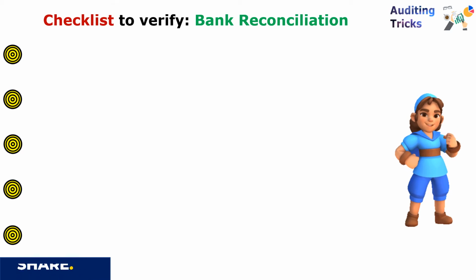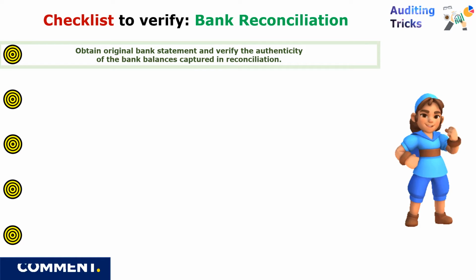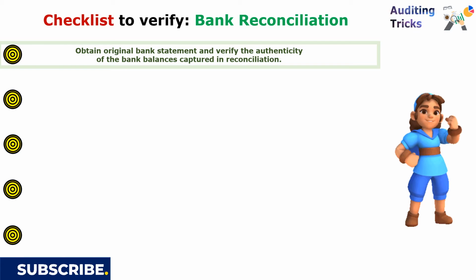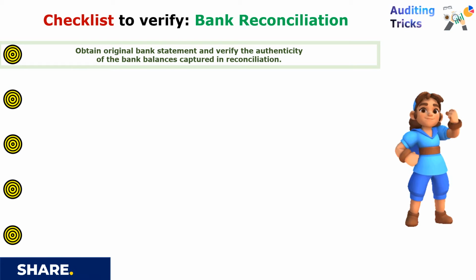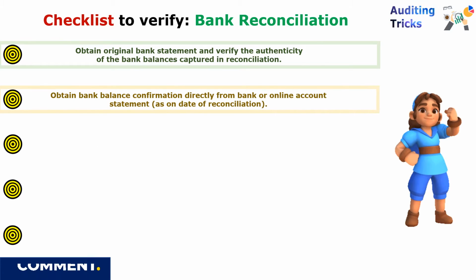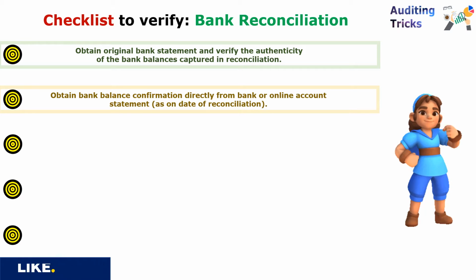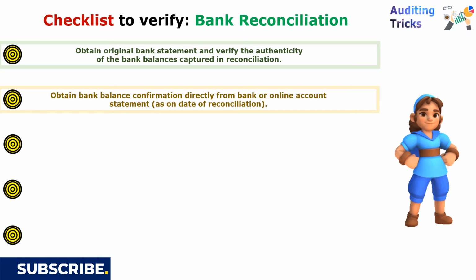Now let's see what all we can check in the bank reconciliation. You can obtain original bank statement and verify the authenticity of the bank balances which were captured in the reconciliation. If you don't trust the accounts people who have prepared that, you can perform this check as well. You can obtain bank balance confirmation directly from the bank as well. It will be very authentic, or you can download the online statement from the bank account of the company.